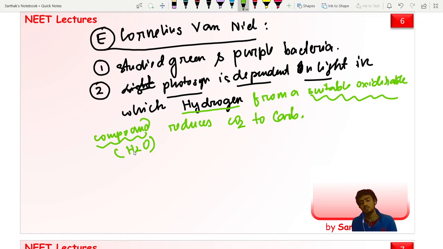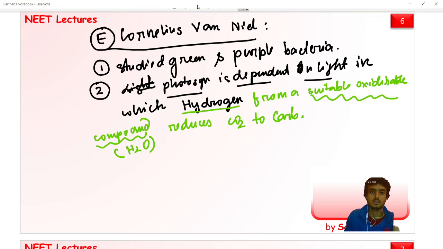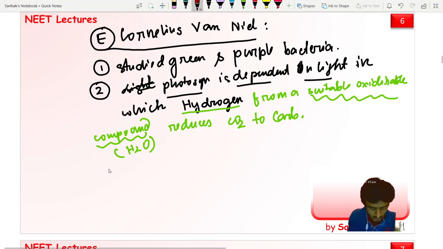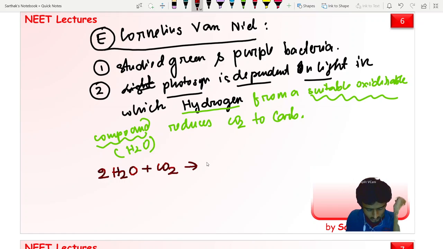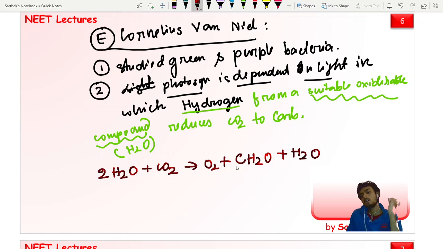We will be seeing this later. So I will be explaining the second point now. What is our basic equation of photosynthesis? The basic equation of photosynthesis is 2H2O plus CO2 equals O2 plus CH2O plus H2O. This is the basic equation.